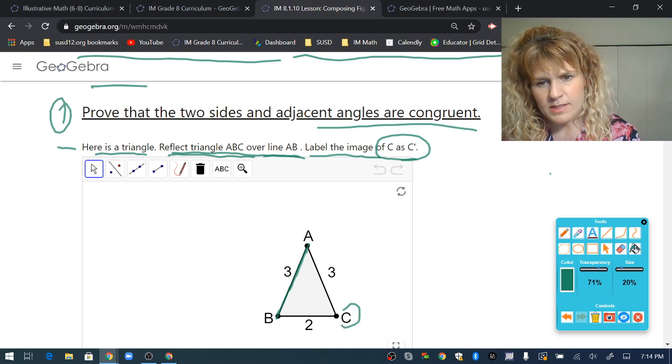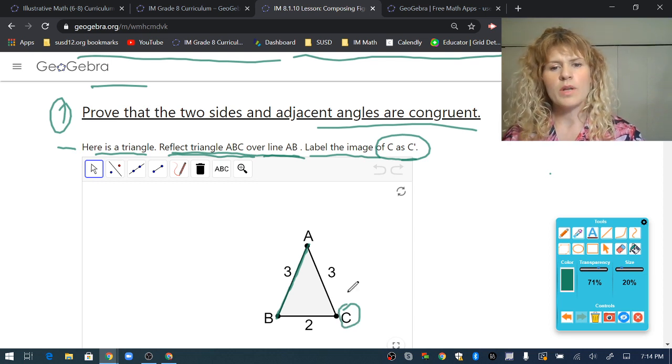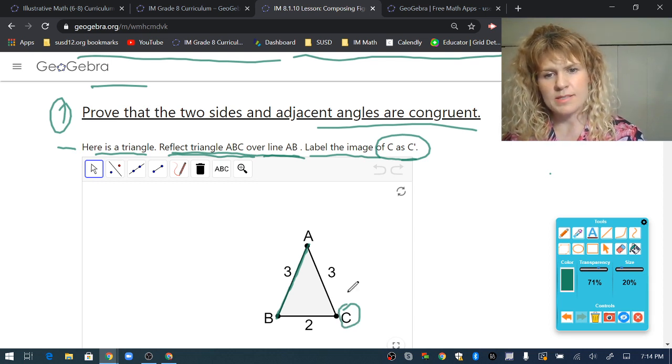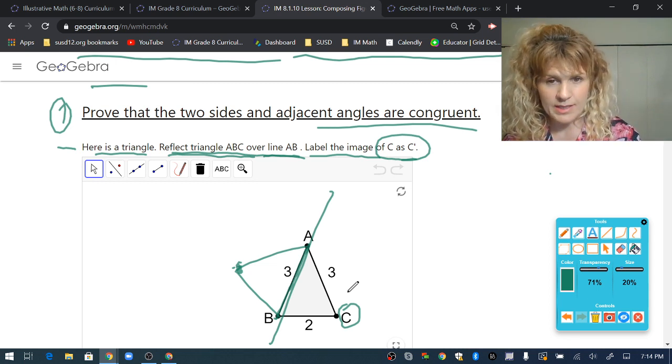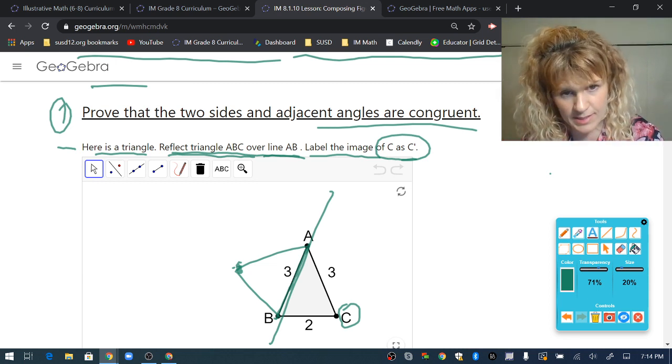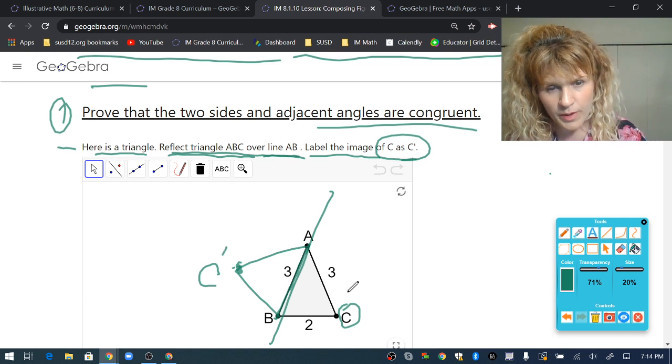Okay, here is C. And when we reflect, I expect C to go over here. A and B are going to stay on the line of reflection, but C will go over here. So I'm expecting the triangle to look like this. The image will look like this. C prime will go here.